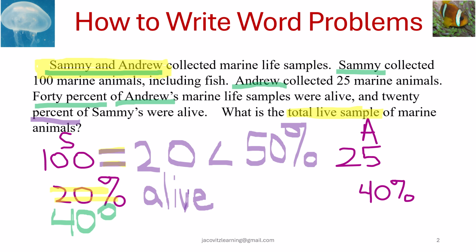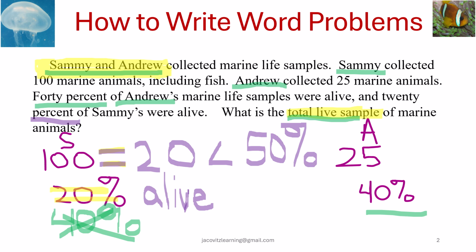and guaranteed they will give you that test or the possibility of that on an exam, and you will go for it. So do not do this. Please make sure we keep everything straight. The 40% goes over here because it's A for Andrew. So 20% of Sammy's were live. What is the total live sample? So your total live sample is going to be 20.